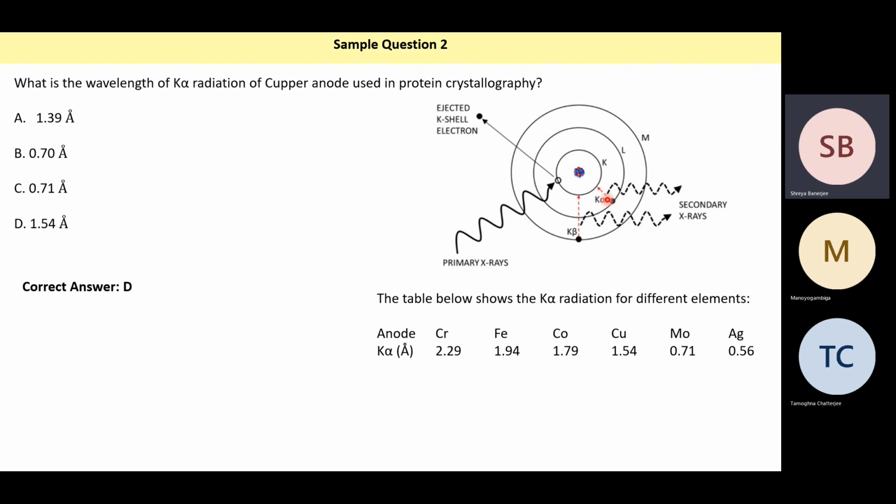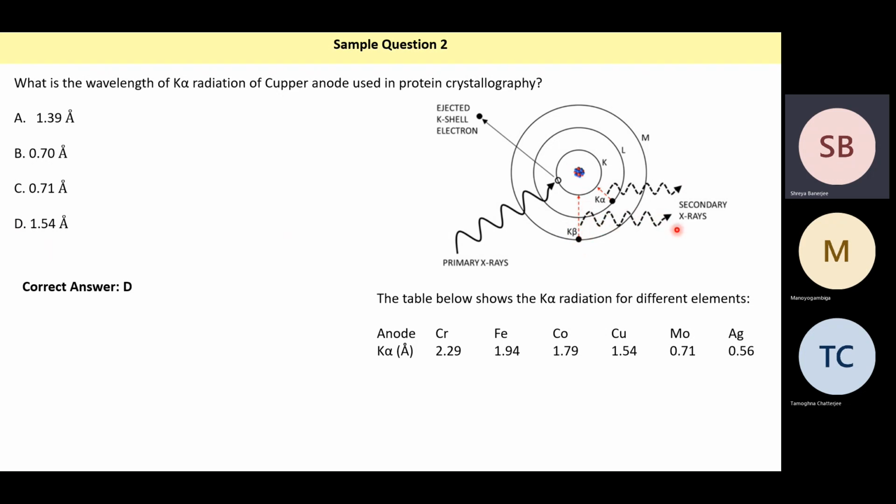This is the wavelength of the K alpha radiation, which is produced when there is a vacancy in the K shell and an electron jumps from the L shell to the K shell. That is the K alpha radiation, and that is what is most commonly used in X-ray crystallography. The particular wavelength, as you said correctly, is 1.54 angstrom. There is also K beta, where the electron jumps from the M shell to the K shell, but that is not used much.